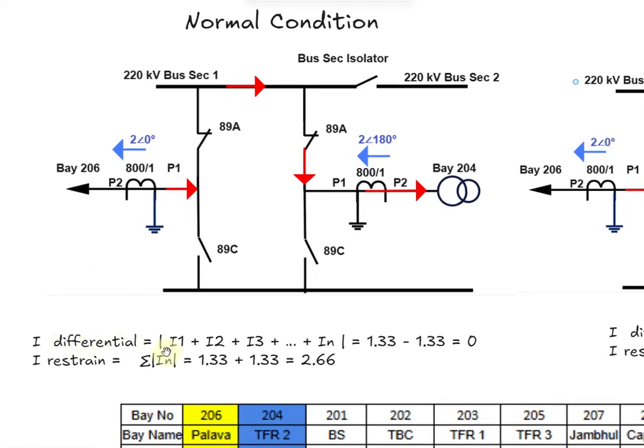The differential current ID is equal to the vector sum of the currents I1 plus I2. The current I1 is 1.33 amperes. We'll see later on how the 2 amperes is converted into 1.33 amperes. So 1.33 amperes at an angle 0 plus 1.33 amperes at an angle 180 degrees, so the differential current comes out to 0, and the restraining current is the magnitude sum of the two currents, I1 plus I2, which is 2.66. So in the normal condition, the busbar won't operate, and it's a stable condition.